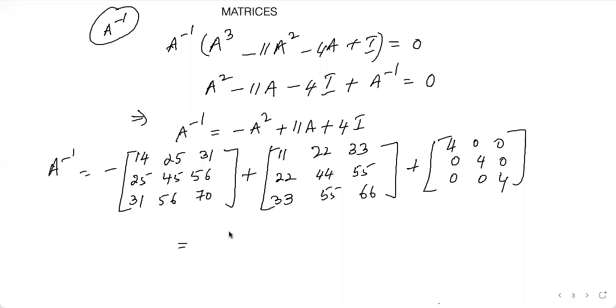So this will give us 1, minus 3, 2, minus 3, 3, minus 1, 2, minus 1, and 0. So we got what A inverse is here.